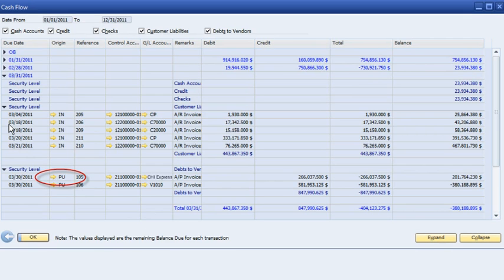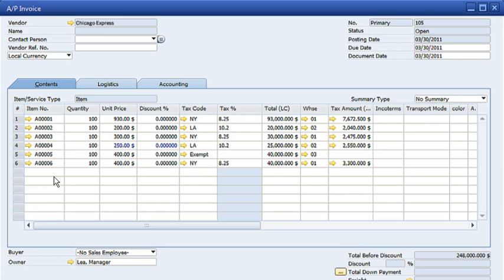With SAP Business One, you can easily drill down to see additional detail. Here in the invoice, you can see that your company still needs to pay for the 6 items listed. With SAP Business One, you get a quick, accurate look at your financial standing whenever you need it.